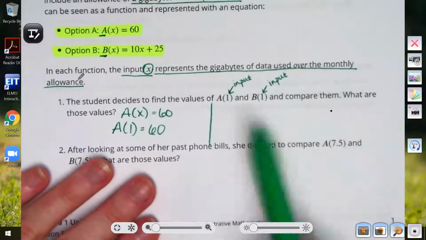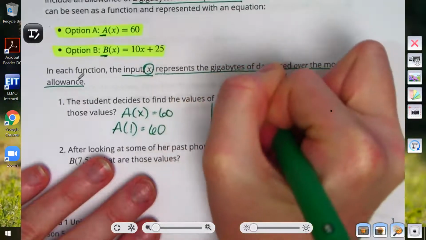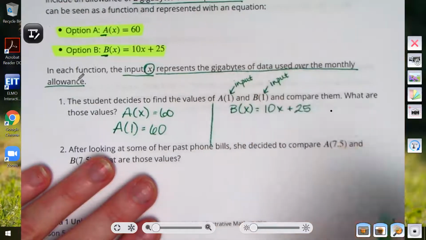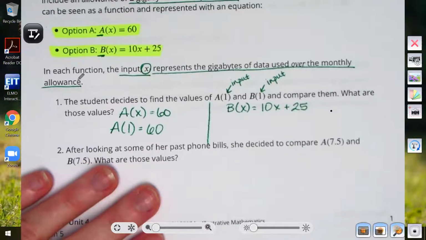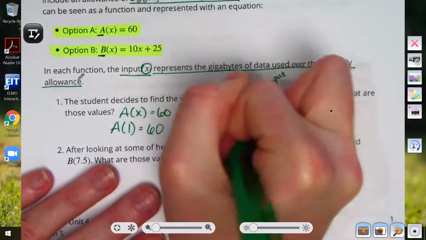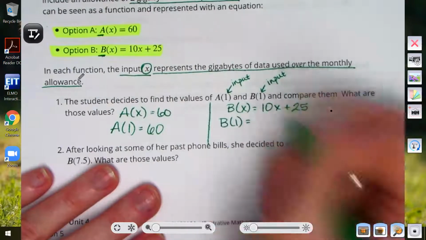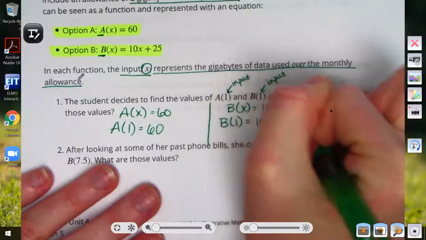Okay, now I have B1. I'm going to write down my function for B. B of x equals 10x plus 25. But this time for B, what's my input? It's 1. Is there anywhere in my formula that I can replace an x value with 1? Yes, there is, 1 right after the 10. So I have 10 times 1 plus 25.